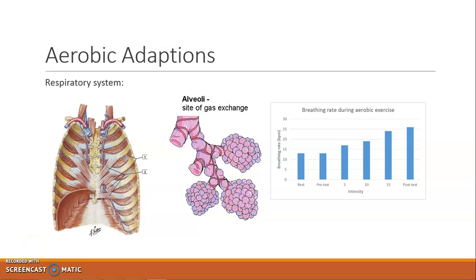So, the first system is the respiratory system. Similarly to the anaerobic adaptations, hypertrophy of the respiratory muscles takes place, increasing their strength and power, so these muscles get stronger. This allows the lungs to breathe deeper and therefore increases the tidal volume, meaning more oxygen can be breathed in per breath.